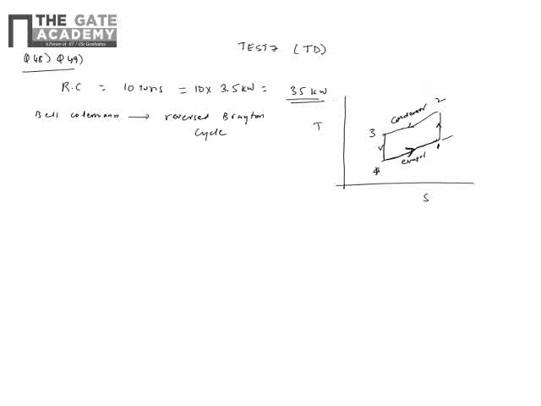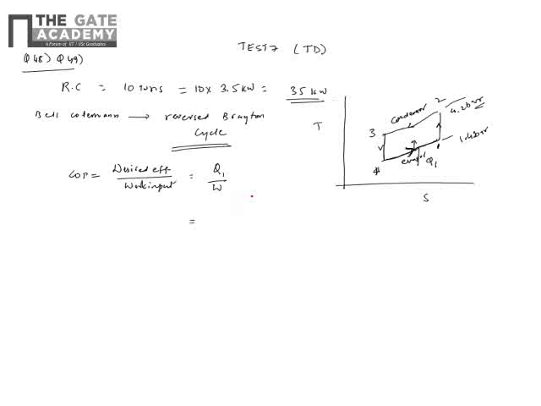Now this pressure is given as 1.4 bar, and this is given as 4.2 bar. As it works on a reverse Brayton cycle, you can derive an equation for COP. COP is the desired effect by the net work input. The desired effect is the heat taken in 4 to 1, let's say Q1, so Q1 by work input.